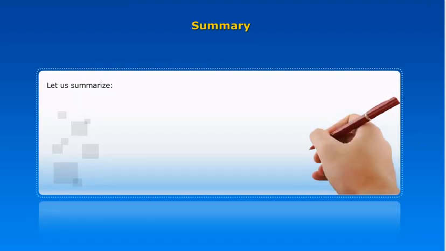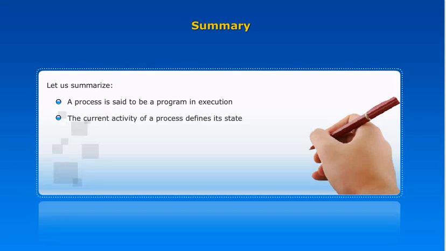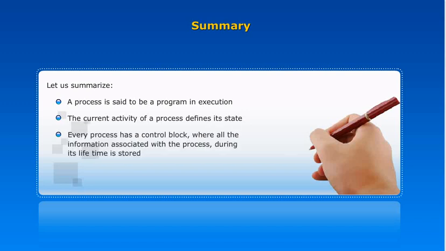Summary. At the end of this topic, you have learned that a process is said to be a program in execution. The current activity of a process defines its state. Every process has a control block where all the information associated with the process during its lifetime is stored. A thread is an independent path of execution within a process.